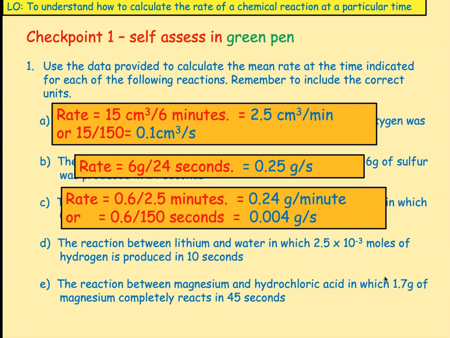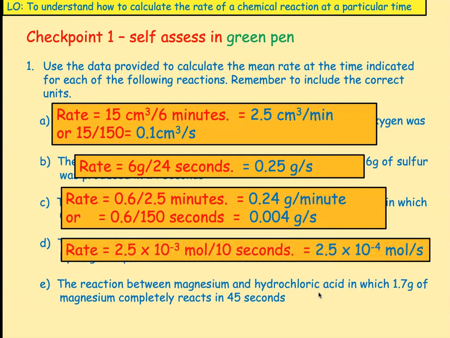0.004 grams per second. Now the next question looks quite funny because we've got moles, but don't worry about that. It's still a measure of how much substance we've got. So we're going to divide 2.5 times 10 to the minus 3 moles of hydrogen by 10 seconds. And we get 2.5 times 10 to the minus 4 moles per second.